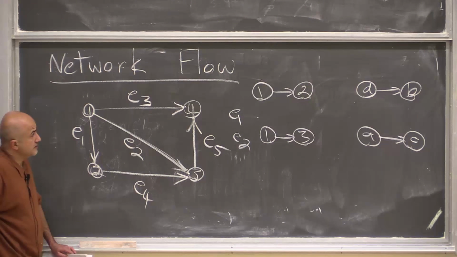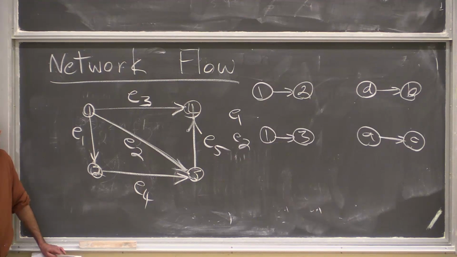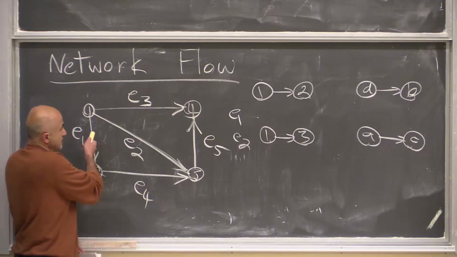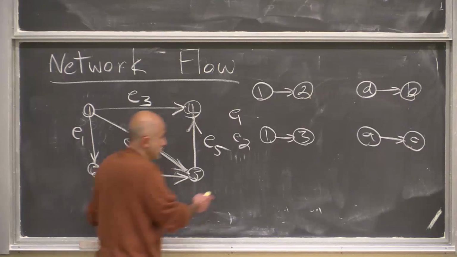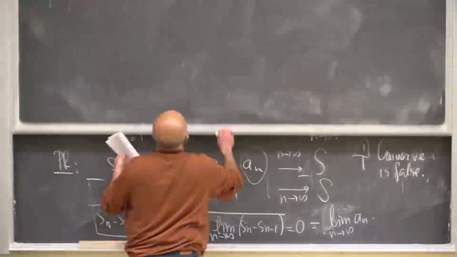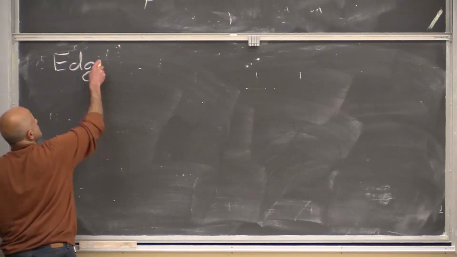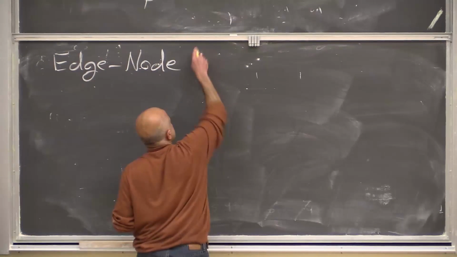The other thing I'm going to do is that I'm going to construct a matrix associated with this graph. The matrix associated with the graphs that we've been studying so far were square. I'm going to construct a different type of matrix for this type of work. It's not necessarily square. In fact, in this case, it will be 5 by 4. So let me go to a new board. So I'm going to construct an edge node incidence matrix.